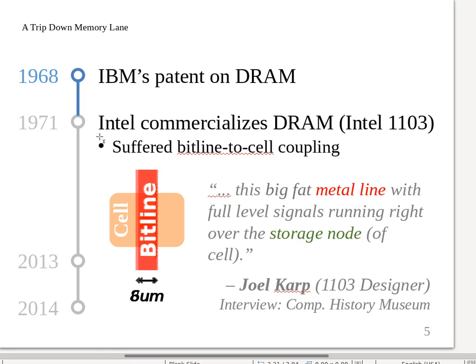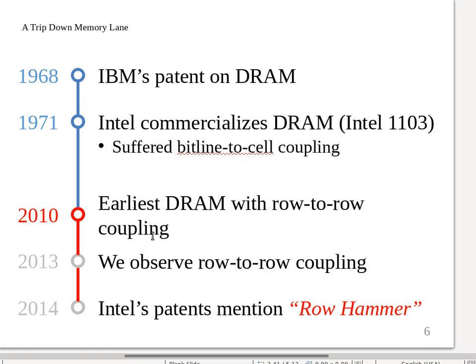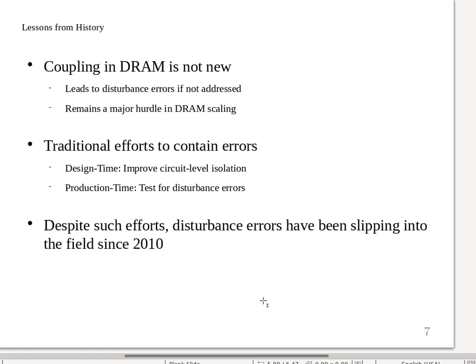So, some historical context. DRAM came out in '68, great, and in '71 Intel commercialized it. The idea is you have a cell and a bit line, and this bit line will set the actual cell. This big fat metal line with full-level signals running over a storage node is where this is going to be problematic. Early DRAMs had row-to-row coupling, and this was an observation they came up with. We observed row-to-row coupling, and then an Intel patent mentioned row hammer as a problem in 2014. So this has been around for a while.